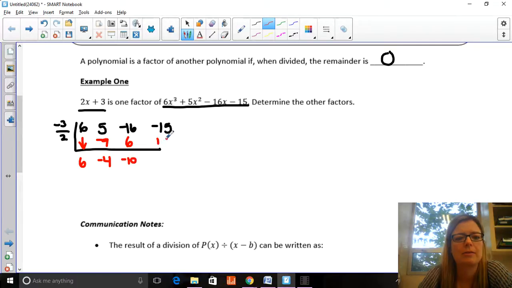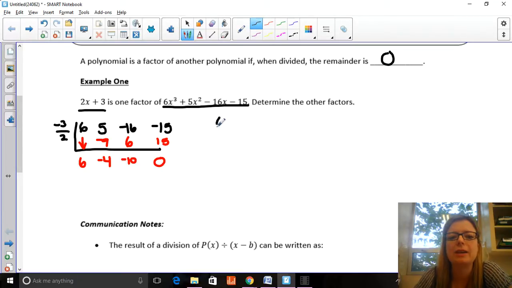So notice here I get 15 and my remainder is 0, which it should be since 2x plus 3 is a factor. So that means that this polynomial can be rewritten in a different way. It can be rewritten as x plus 3 over 2 times 6x squared minus 4x minus 10. Now remember, when you have a fraction here, you have to do a little bit of work to get it to look like this 2x plus 3.